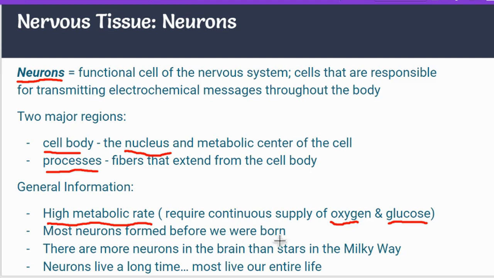Most neurons were formed before we were born. There are more neurons in the brain than stars in the Milky Way. You're not going to need to know that. And neurons live a long, long time. These are not like red blood cells in your blood, which last a couple months, or skin cells, which last a couple weeks. Neurons basically last a lifetime, unless you do drugs and stuff like that, which is what kills neurons. So you want to stay away from drugs.